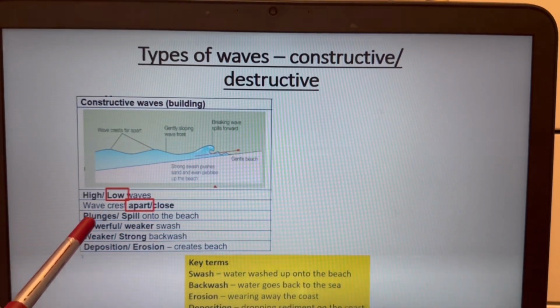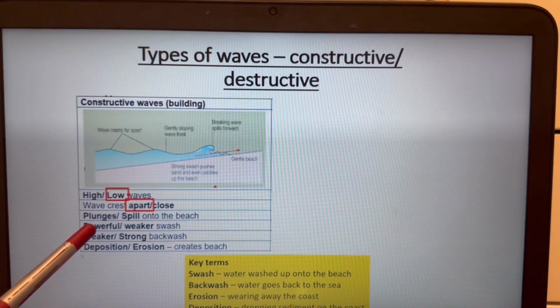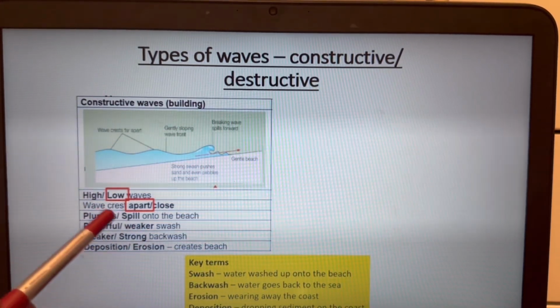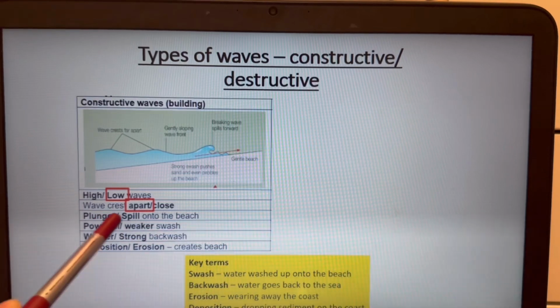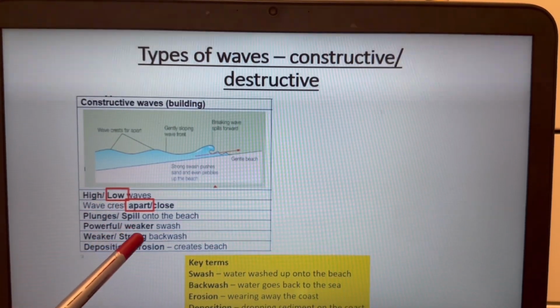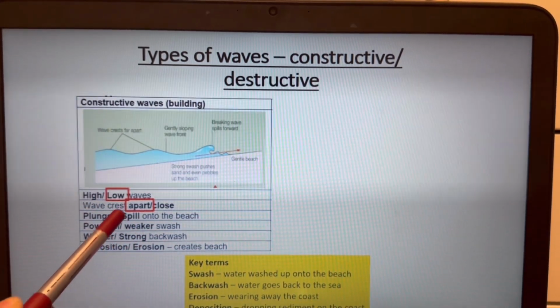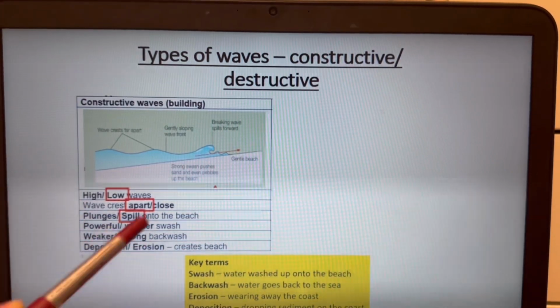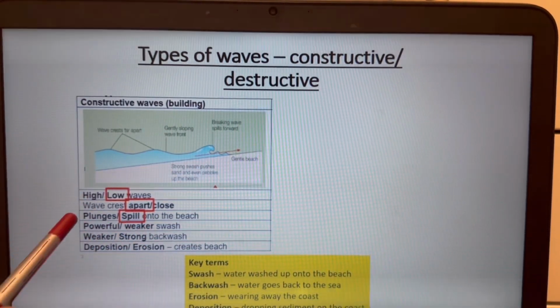Now, think about it. Constructive is here to build the beach. It's not here to destroy the beach. So is it going to plunge or is it going to spill? You need to know these differences off by heart. I would just say it will gently spill onto the beach. You can use these words in your exam if you were to describe the differences.